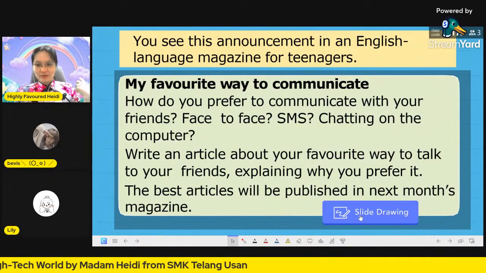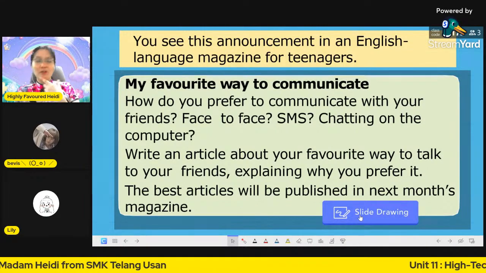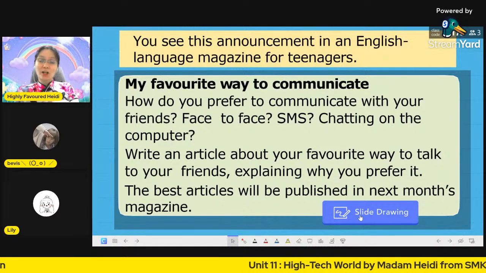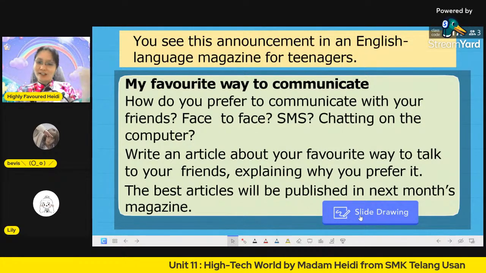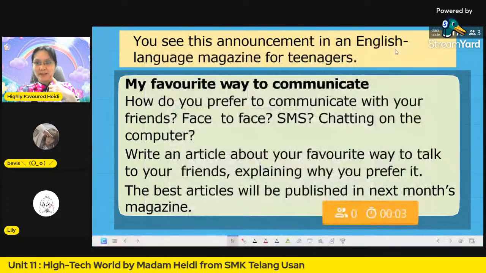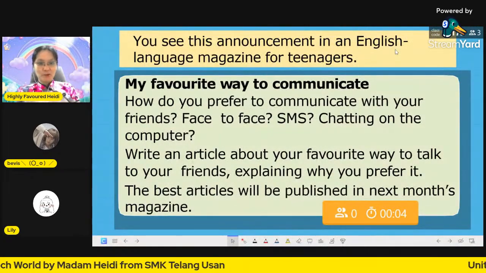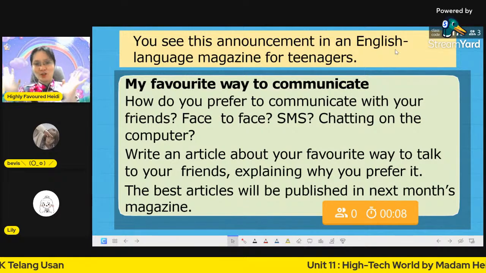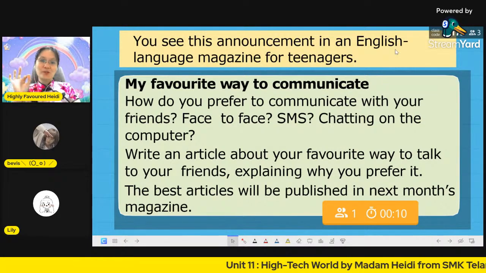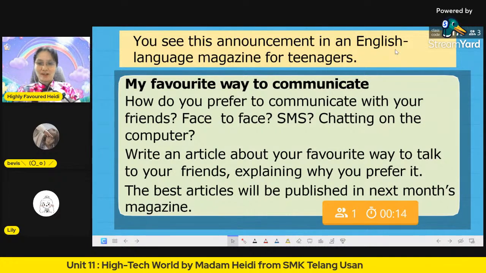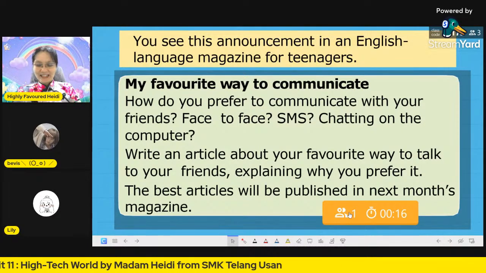All right, slide drawing. Why is it slide drawing? Slide drawing means you need to circle only, no need to type. You just need to circle which one you like and send. You like face to face, you like SMS, or you like chatting on the computer. Then you circle, you just send. No need to type anything. I think I'll make this quick.